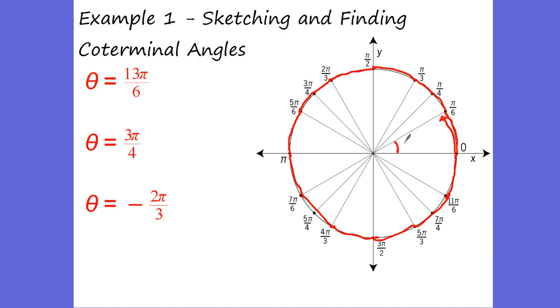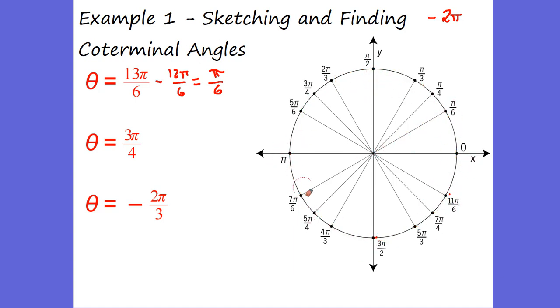So that is this angle right here, which if we subtract 2 pi radians, and let's get common denominators, let's subtract 12 pi over 6, we end up with pi over 6, and that is what we call our coterminal angle. That is what this angle is right here. So one way we can find our coterminal angle is we can subtract 2 pi.